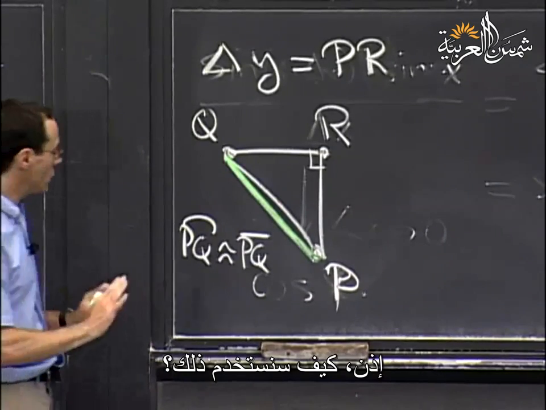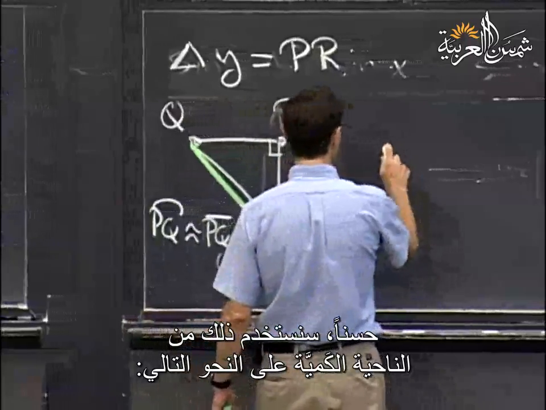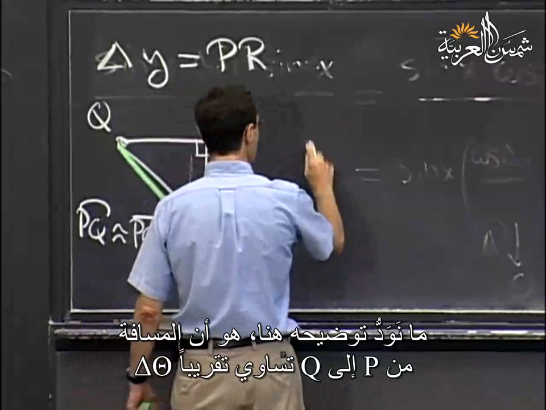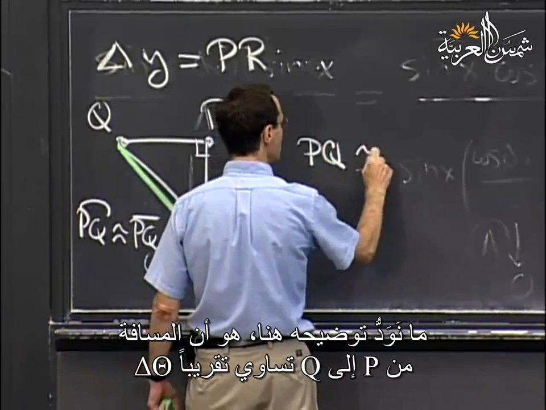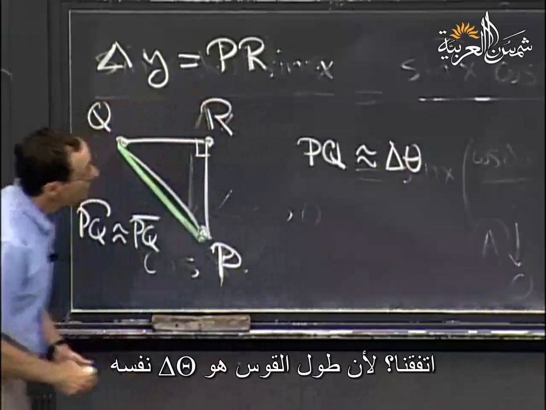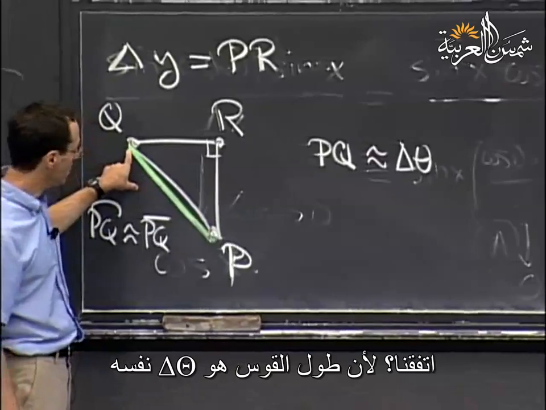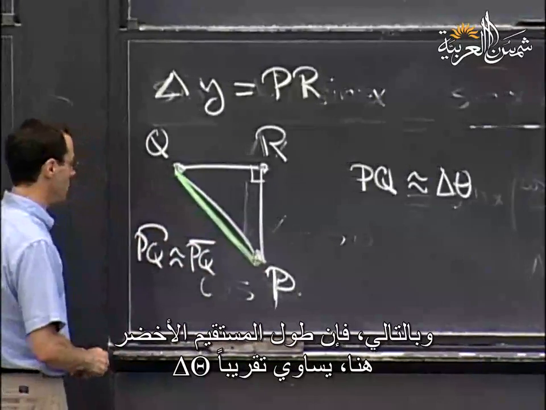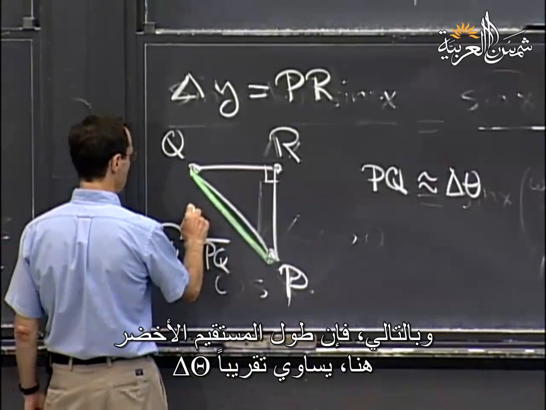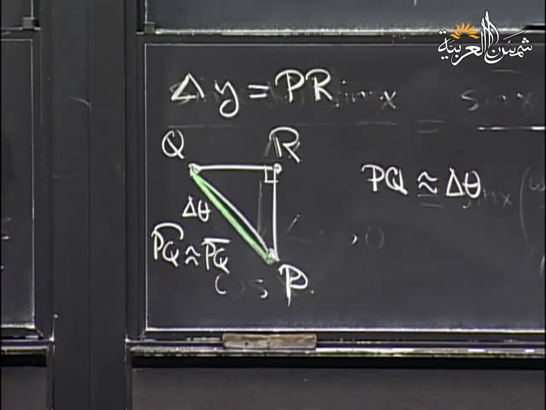So how are we going to use that? Well, we want to use that quantitatively in the following way. What we want to notice is that the distance from P to Q is approximately delta theta. Because the arc length along that curve, the length of the curve, is delta theta, so the length of the green, which is PQ, is almost delta theta. So this is essentially delta theta, this distance here.